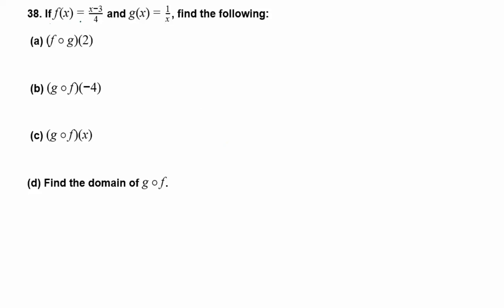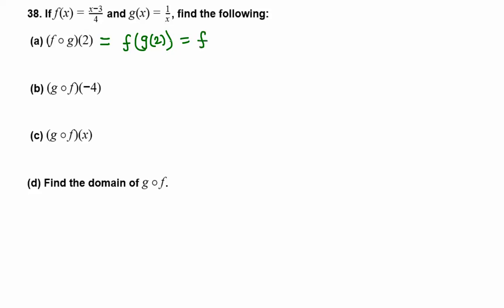If f(x) equals (x minus 3) over 4 and g(x) equals 1 over x, find the following. In part A, we have f circle g at 2. That's the composition of f and g. This is by definition f of g of 2. So we find g(2) first, then evaluate f at that value.